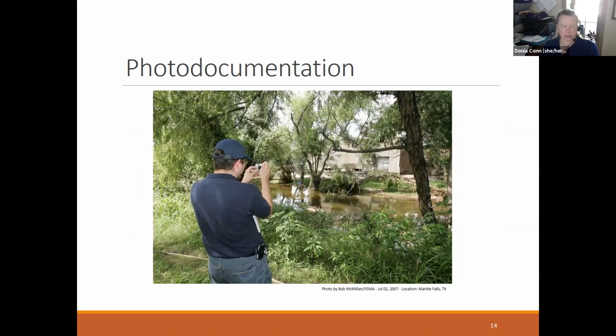So we're going to take a look now at each of the things that we're going to be looking at in this damage assessment. And one of the most important is photo documentation. As we know, a picture speaks 1,000 words. And what images are going to do for you in your damage assessment is actually give you what's really going on.